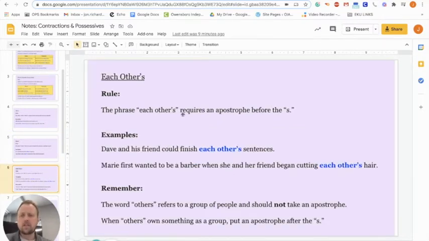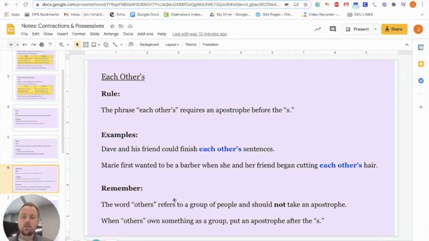Our last example here is the phrase each other, which requires an apostrophe before the S. For example, Dave and his friend could finish each other's sentences. Each other isn't plural, it's saying each one person, so there wouldn't naturally be an S on it, but because we're showing ownership of something, you put an apostrophe S. The easy way to remember is that whenever each is with other, it's an apostrophe S, and the apostrophe doesn't go at the end. Mary first wanted to be a barber when she and her friend began cutting each other's hair, because they own their hair, and they're only talking about one other person, so it's singular. So you have an apostrophe S.